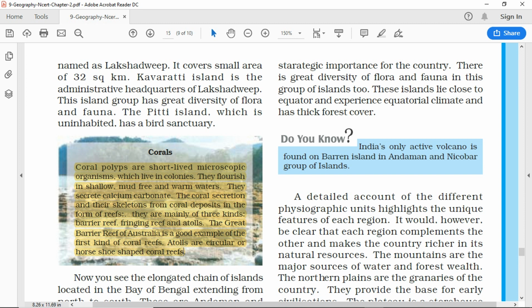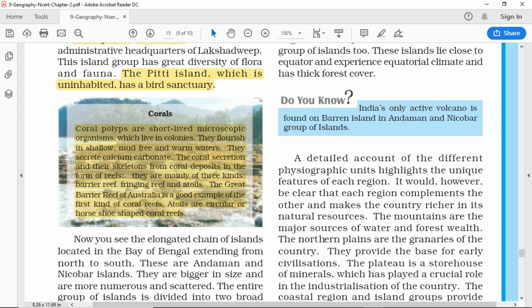It covers a small area of 32 square kilometers. Kavaratti Island is the administrative headquarters of Lakshadweep. This island group has great diversity of flora and fauna. The Pitti Island, which is uninhabited, has a bird sanctuary. Strategic importance for the country. There is great diversity of flora and fauna in this group of islands too. These islands lie close to the equator and experience equatorial climate and have thick forest cover.